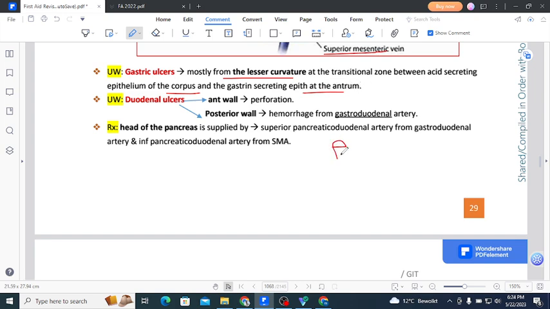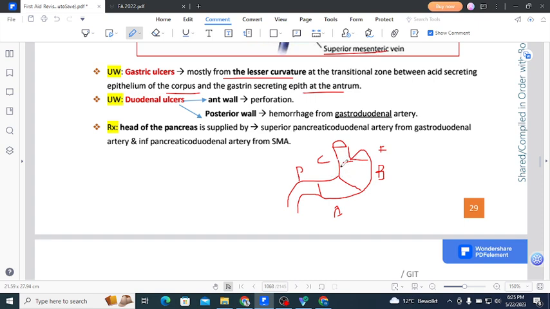If I draw a stomach like that, suppose this is the stomach, like this. So this region is the fundus, this is the body or corpus, and here we have the antrum, right? This small region is called the cardia, the opening of the stomach, and then we have the pylorus.